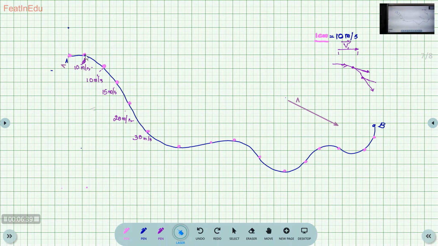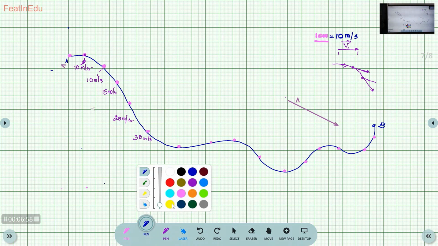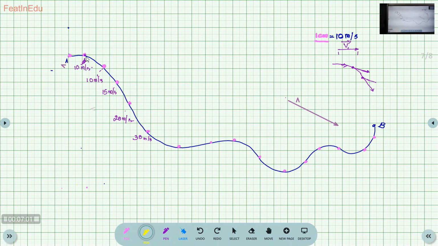tangential to this point. See, now I am drawing a tangential. And it should be 1 centimeter. Got it? So, you will draw a line tangential to the curve. But you will draw it like this, tangential, 1 centimeter.